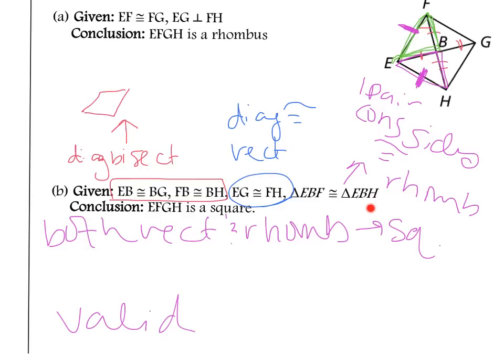Proving that these two triangles are congruent, I highlighted them in green and purple. Well, if those triangles are congruent, then we could use CPCTC to prove that FE is congruent to EH. So that's the special condition for a rhombus. It's a parallelogram already, with one pair of consecutive sides being congruent. So that means it's a rhombus. And then I can use the special condition for a square. It falls under both the properties of a rectangle and a rhombus, therefore it fits into a square. So this one is valid.